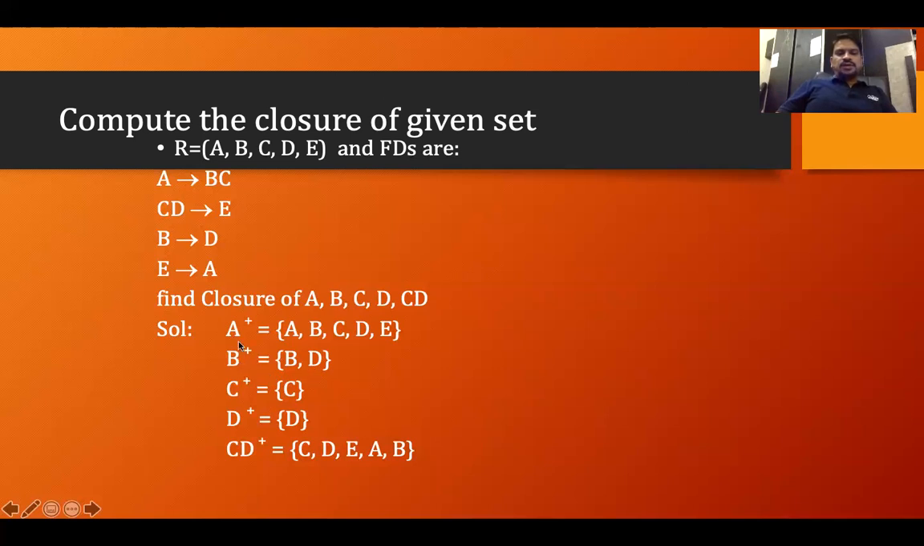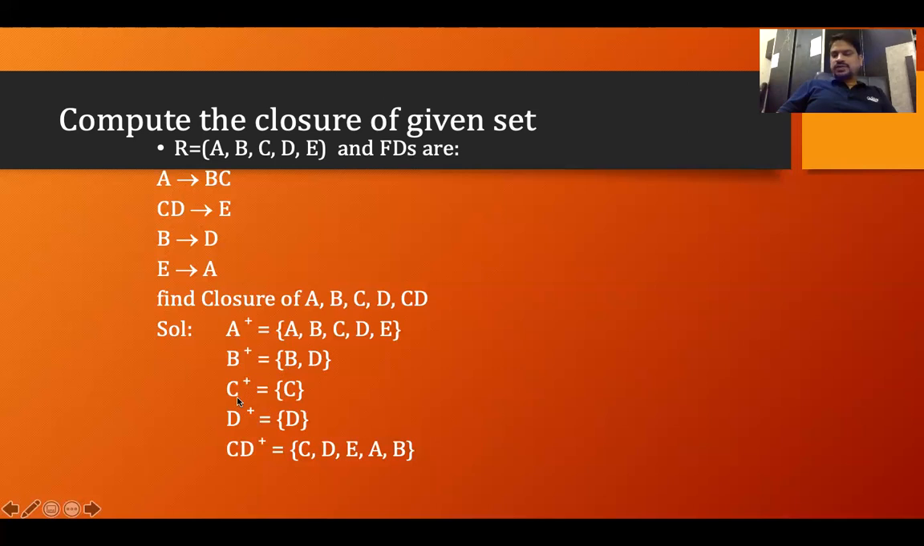Now let's talk about the closure of B. If I say closure of B, B will be here. Now we'll find out if B is determining anything. Yes, B is determining D, so D is also coming in. Can we say D is determining something? You can see D alone is not determining anything. Can we combine B and D and determine something? No, B and D also cannot determine anything else. So B and D will be your closure of B.